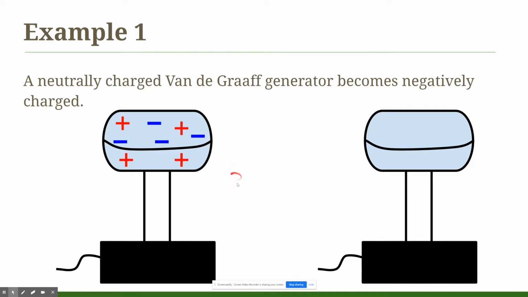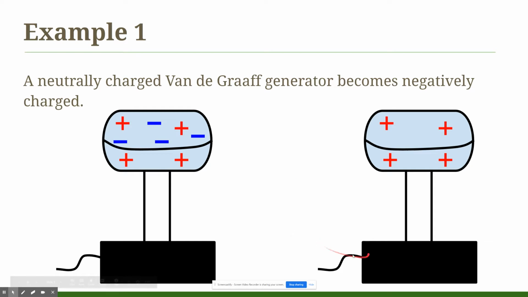So here is an example of what a charge diagram looks like. We have a Van de Graaff generator, which is just something that adds negative charges to it. Here it has 4 positives and 4 negatives, so we would say this is neutral because it's evenly charged, 4 and 4. Then it becomes negatively charged. When you turn this thing on, it brings some negative charges through the outlet and it rides up on a belt in here and then adds negative charges to the top.